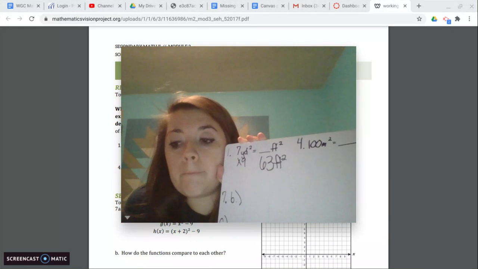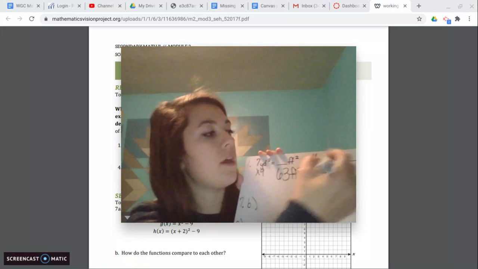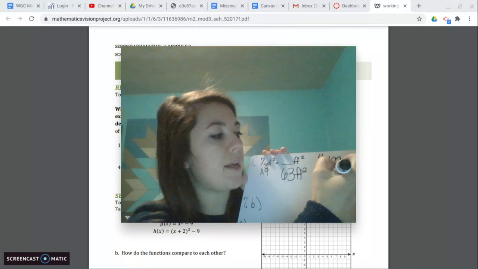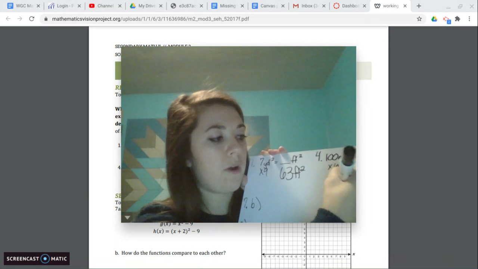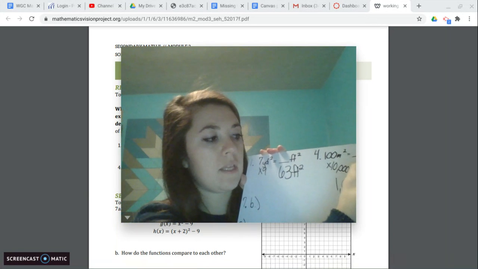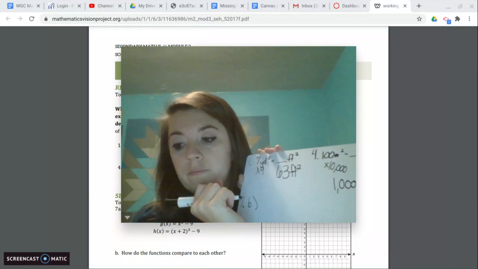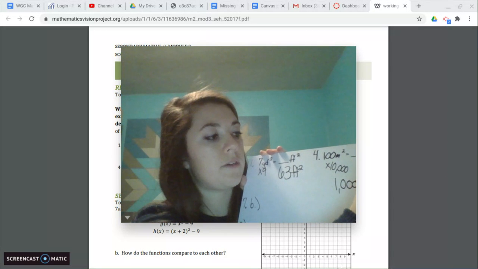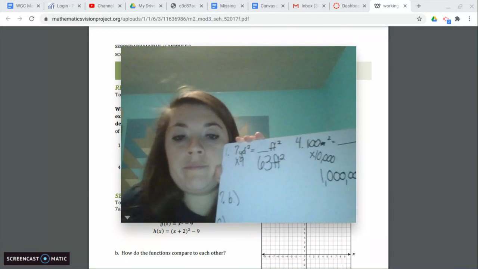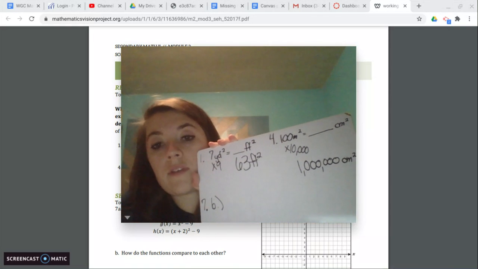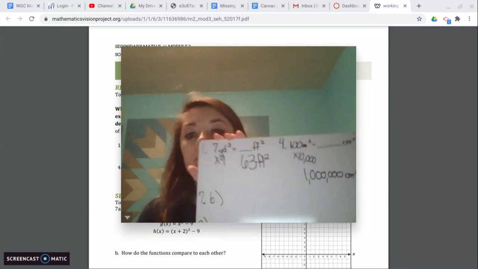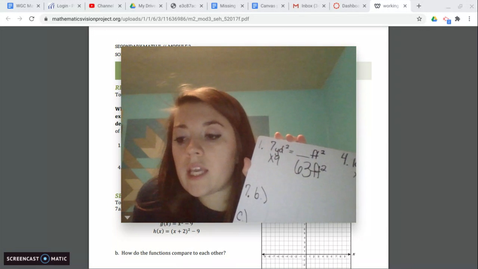Now, for number 4, we're converting from 100 meters squared to centimeters squared. So meter to centimeter is 100, so we double that, so it's 10,000. So it means we're going to multiply by 10,000. So we're going to end up with 1 million centimeters squared. Since we're taking 100 times 10,000, which is going to give us 1 million. So be careful when you're doing these.